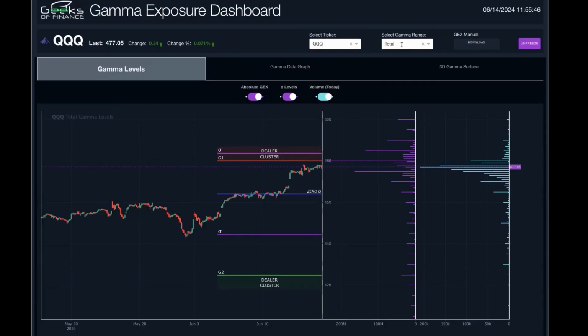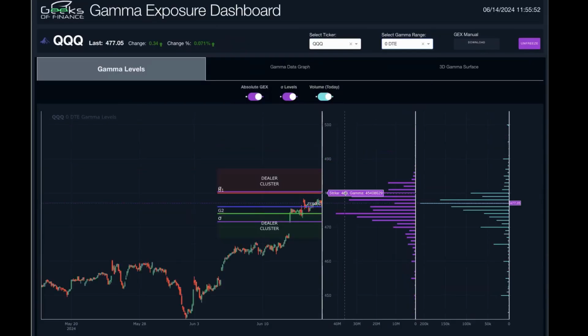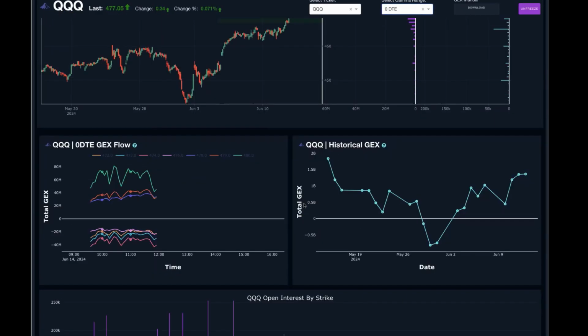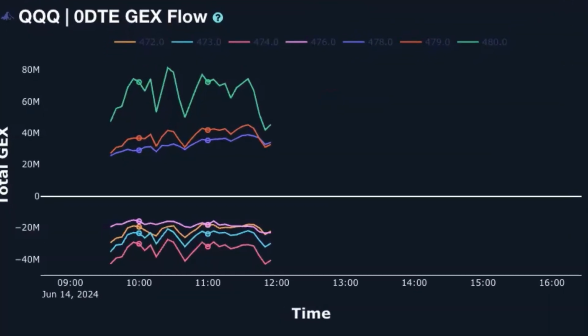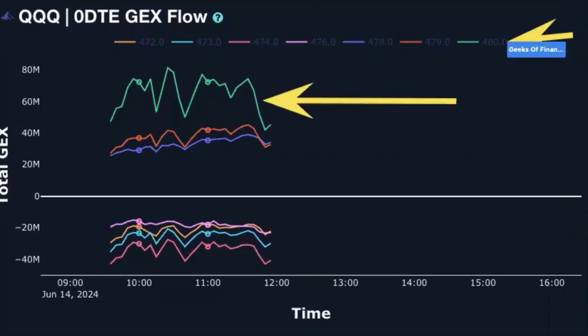Let's take a look at the Qs. 0 DTE, you can see there's a big concentration up here at the 480. Qs are currently trading at 477. But if you look at the 0 DTE GEX flow, this green line is the 480 strike, right? So if we just look here, the 480 has got 45 million gamma exposure. The next largest absolute gamma exposure is the 474 with negative 40 million. So 480 edging out in size on an absolute basis.